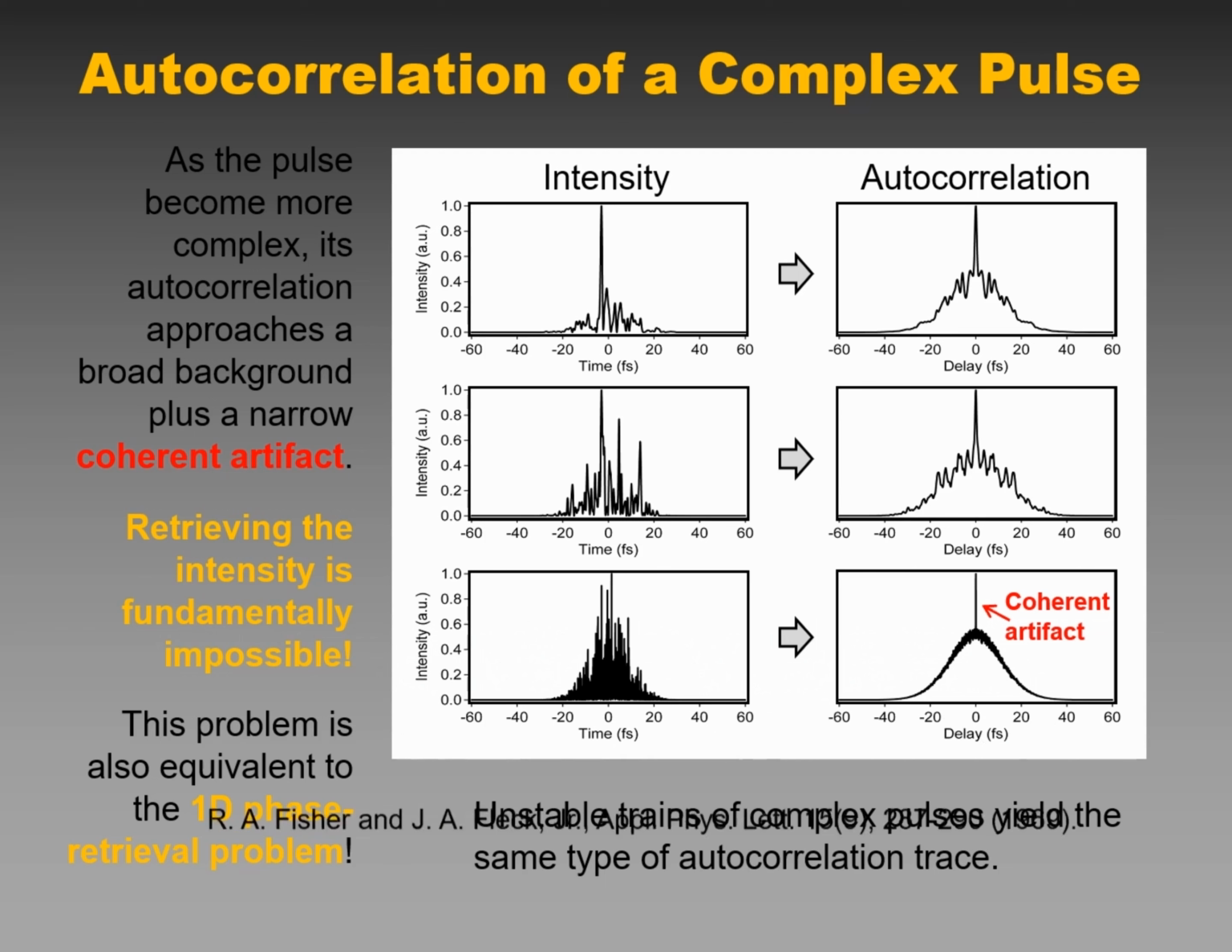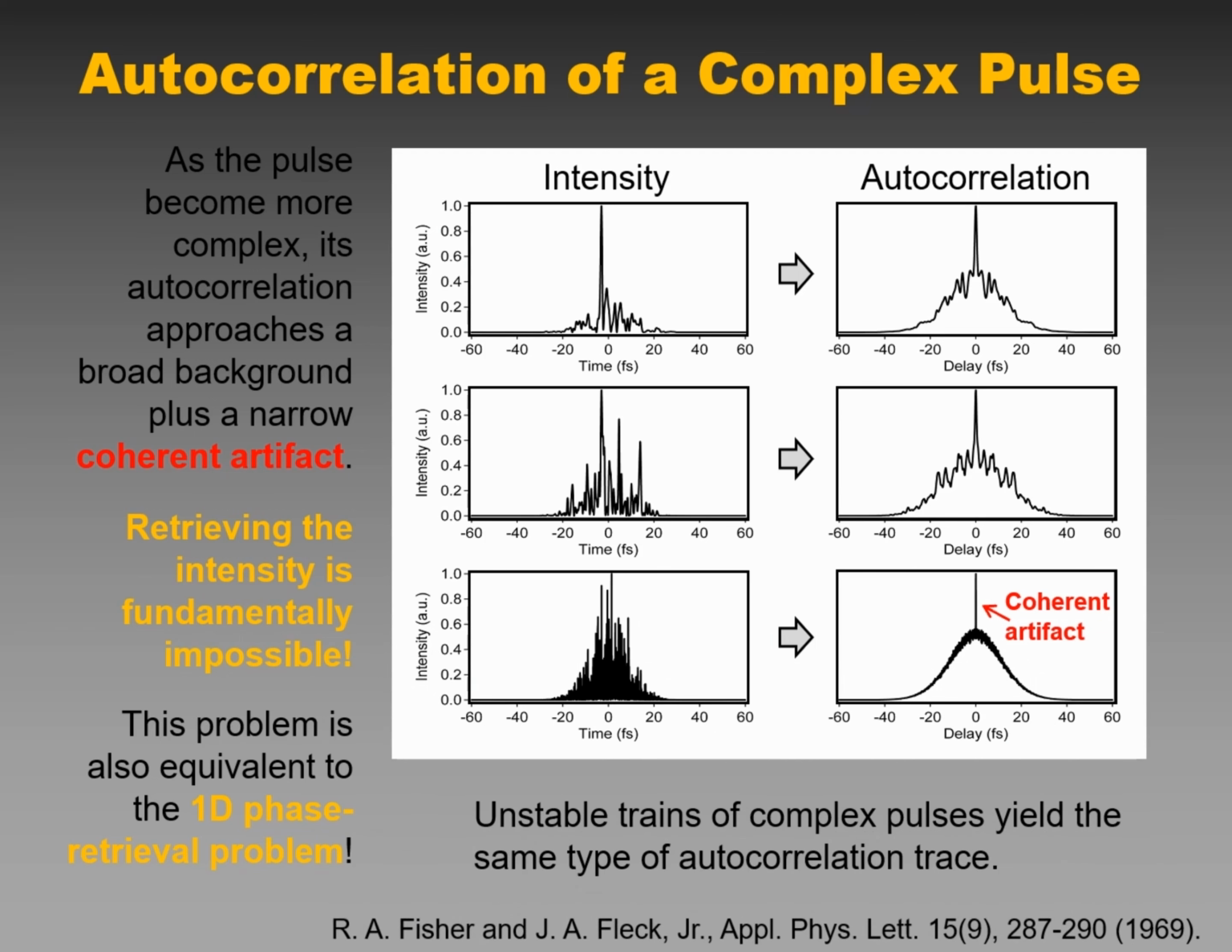and so reported much shorter pulses than they actually had. Shorter pulses are more exciting, so wishful thinking probably had something to do with it. Fortunately, Fisher and Fleck explained the effect in 1969. So you might think that that'd be the end of such misconceptions.